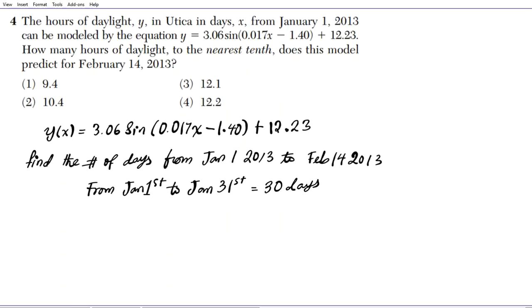And then counting from January 31st, where we stopped, to February 14. So from January 31st to February 1st, that's 1 day, and then 2, 3, 4, all the way to 14, you have a total of 14 days. Okay, and then we just add it up.